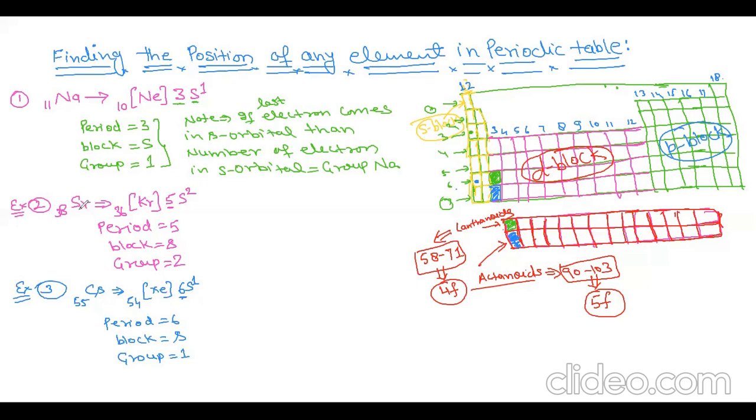Now we want to see the position of strontium in the periodic table. Strontium is present in period number 5, counting 1, 2, 3, 4, period number 5 and group number 2. Here is the strontium, and so on. We can calculate like this for the S block, group number 1 and group number 2. Come to the next one, the P block elements.